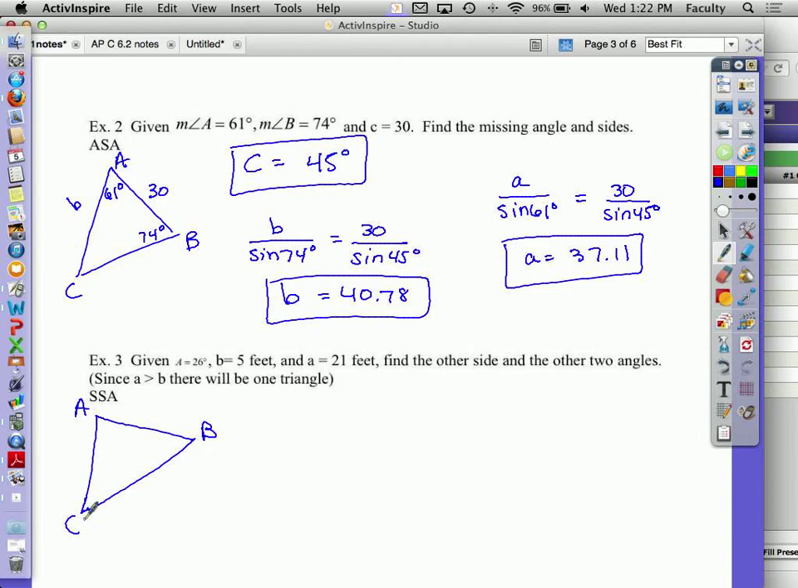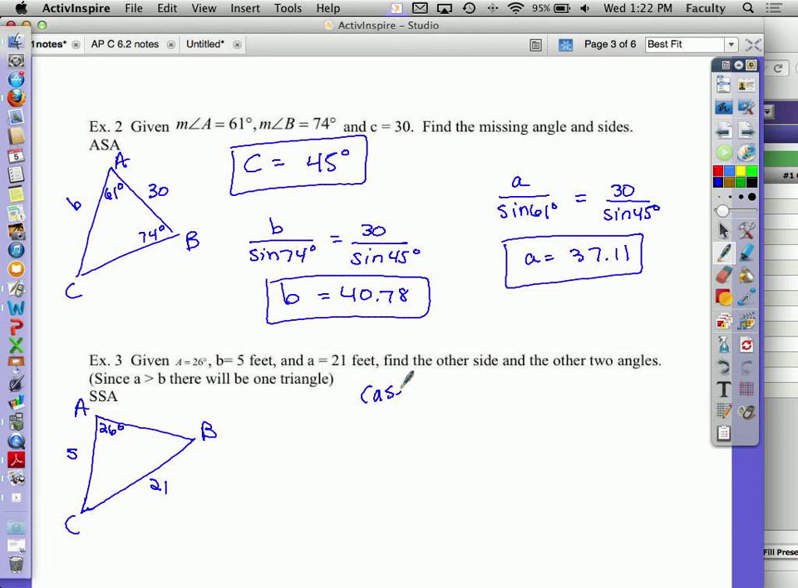If angle A is 26 degrees, side B is 5, and side A is 21. Do you see? That is, in fact, side-side-angle. I know I don't need to say this. Don't ever write it in the other order, okay? Now, there are 2 cases to side-side-angle.